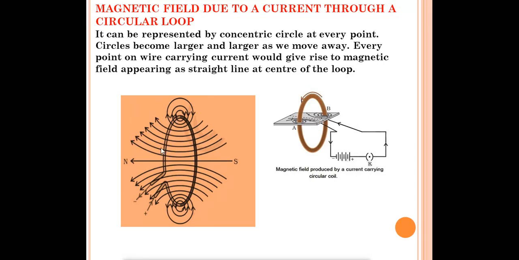Suppose this is the diagram given over there. This is the circular ring. Whenever the magnetic field is produced, at the end it will appear like concentric circles, but in the center it will appear like a straight line. As you can see, compare the diagrams given over there.